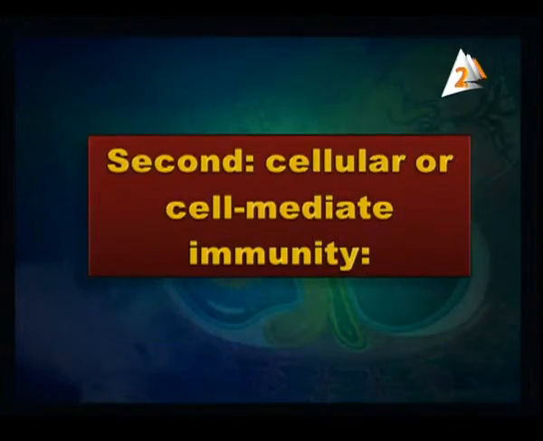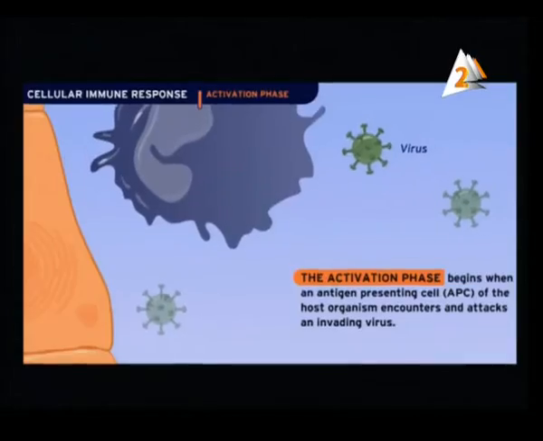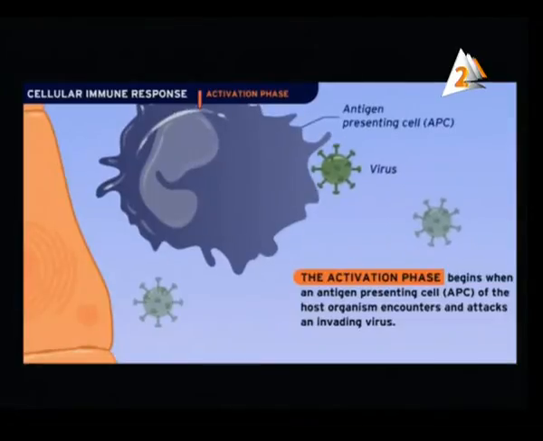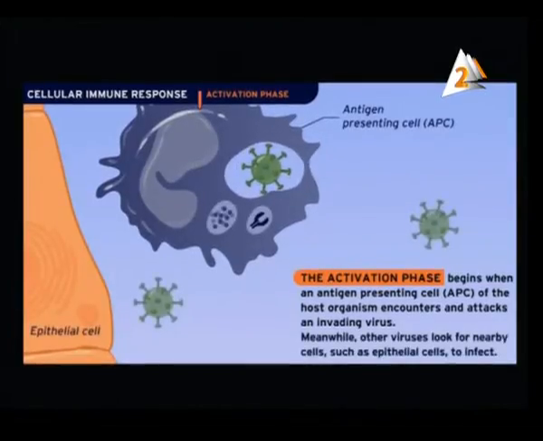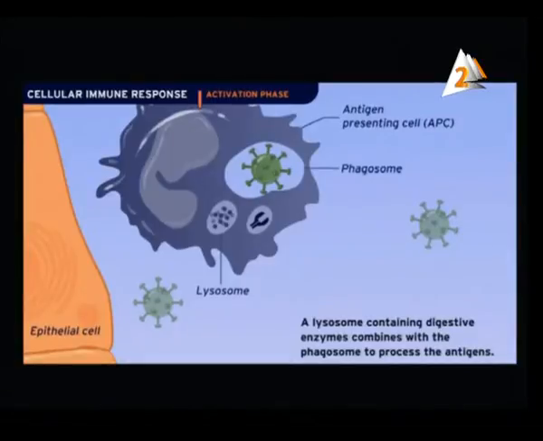The second type of acquired immunity is the cellular or cell-mediated immunity. Cellular or cell-mediated immunity is the immune response done by T lymphocytes, which is done by the receptors found on its membranes that give it a specific response to antigen. The mechanism of the cell-mediated immunity.